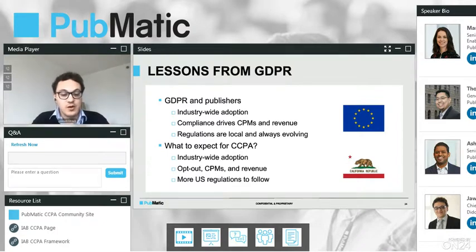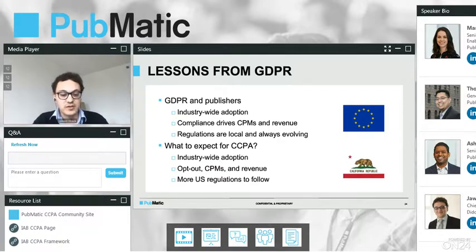From this experience with GDPR, we can see a few key takeaways for CCPA here in the US. The first one is that there will likely be a massive adoption of the US CCPA framework from the IAB that has already started from most vendors, and we're already seeing a lot of publishers adopting it. And we definitely expect this IAB CCPA framework to play the same role as the TCF in Europe, which is becoming the centralized and standardized way of collecting user choices with respect to do not sell and sharing that user choice with vendors across the whole ad tech stack.